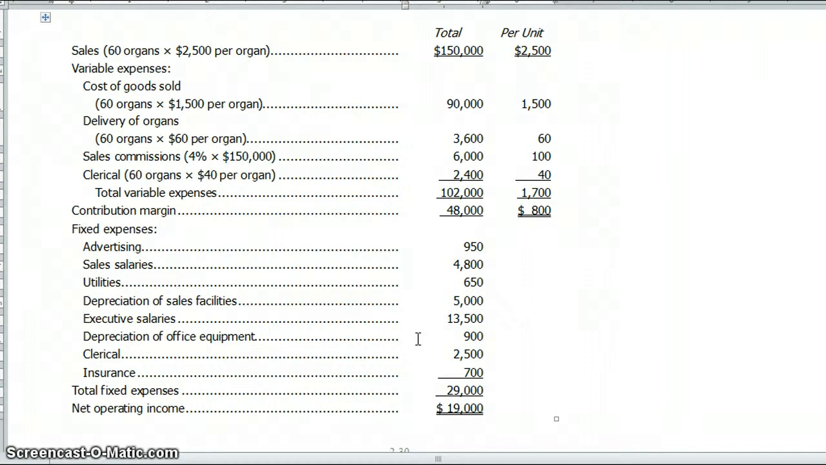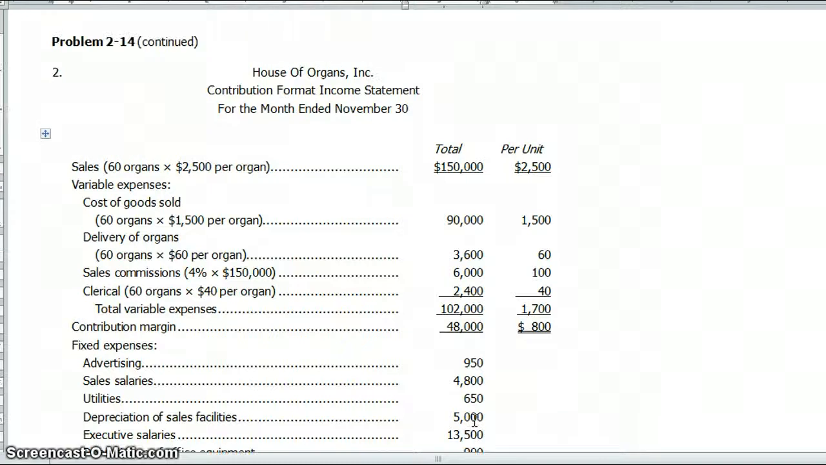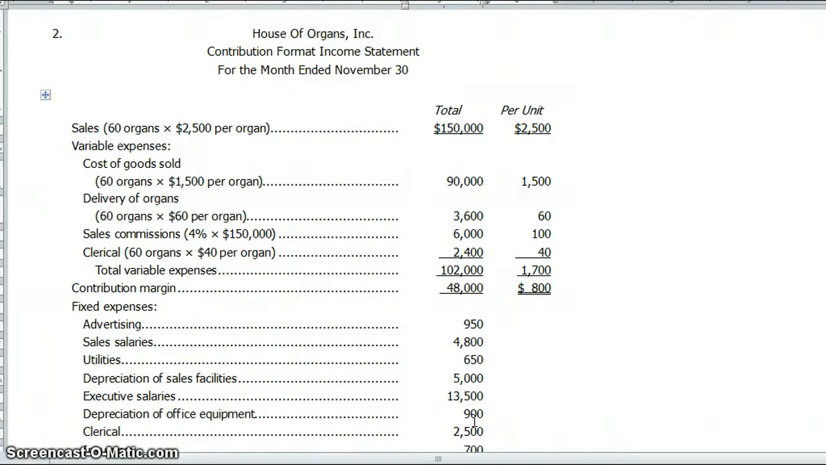From the administrative side, we have executive salaries of $13,500 per month, depreciation of the office equipment of $900 per month, clerical cost of $2,500 per month, and insurance cost of $700 per month. When you add up all the fixed costs, you come to a total of $29,000 in fixed cost. Subtracted from your contribution margin of $48,000, you end up with net operating income of $19,000. So that is the solution to problem 2-14 in preparation of a contribution format income statement for the House of Organs Incorporated.